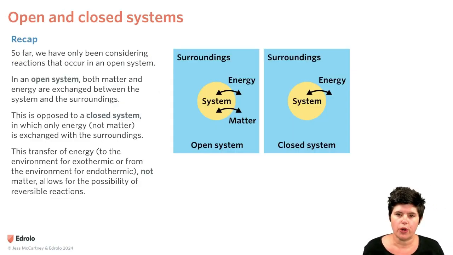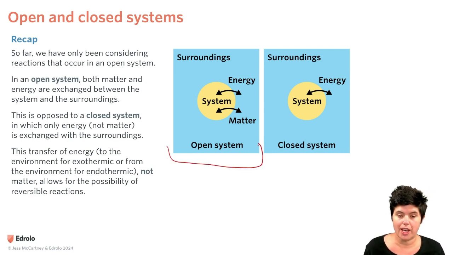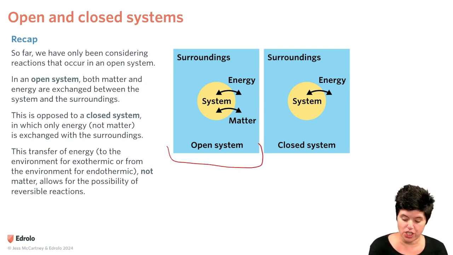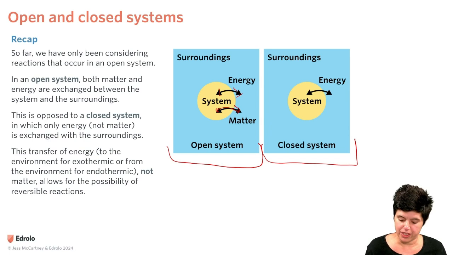So far we've only looked at open systems, like this, where matter and energy can be exchanged between the reaction that's occurring and the outside environment. That's what's happening with these arrows here. When we're looking at an equilibrium reaction, it's actually a closed system, like this one here, where energy can be exchanged as seen in the diagram, but matter cannot.